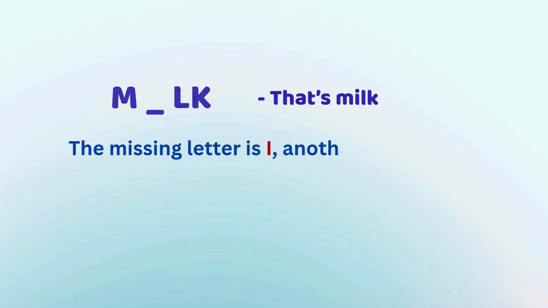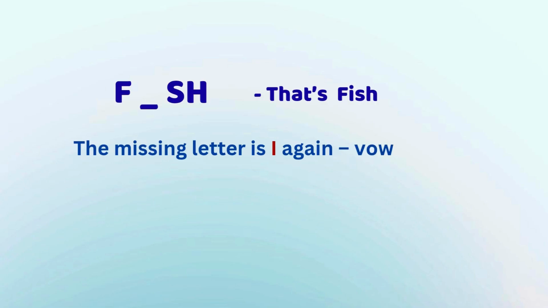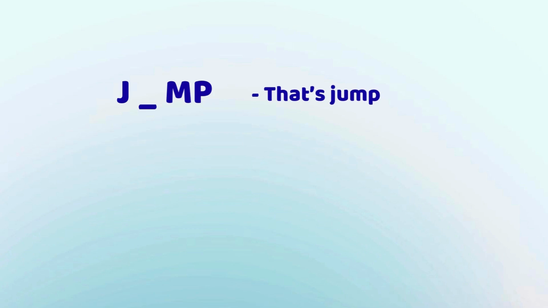Milk. M space L K. That's milk. Missing letter is I. Another vowel. F space S H. Fish. Missing letter is I again. Vowel. J space M P. That's jump. And the missing letter is U. Vowel again.